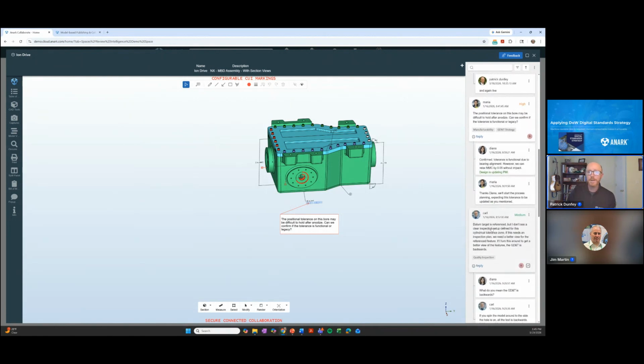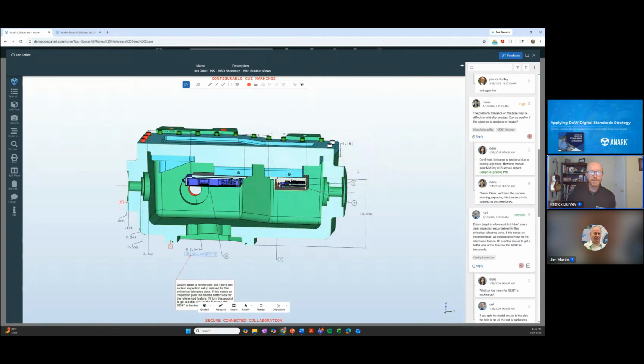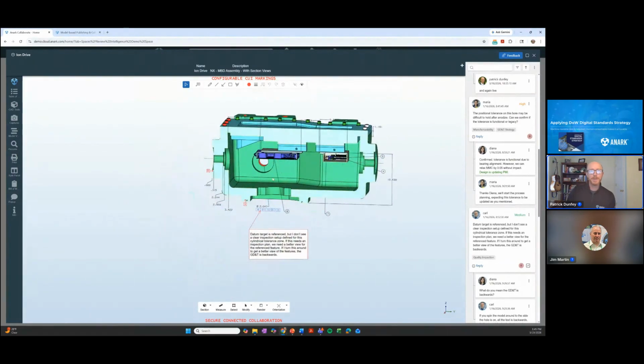And then you have Carl, who is in quality, who has some concerns around the inspection plan. And again, I'll just bring this over so that I can see what Carl was saying about the datum target that's referenced; he doesn't see anything for a clear inspection setup. So you have all these different roles.